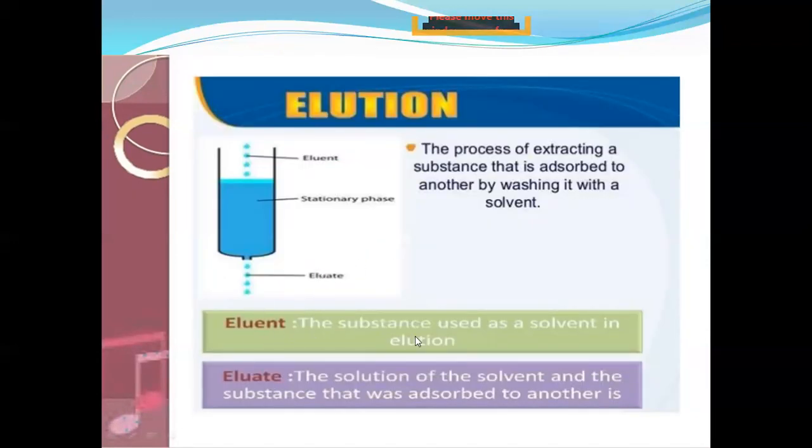Next, the eluent is the substance which is used as a solvent. This is the solvent, the mobile phase. Eluate means this one. Okay, this is the elution process.